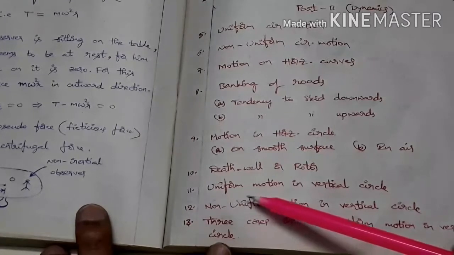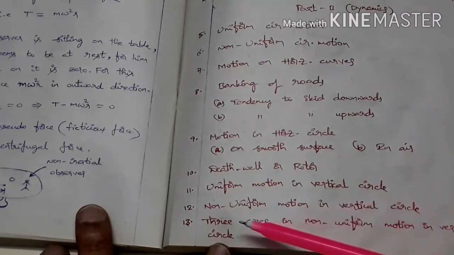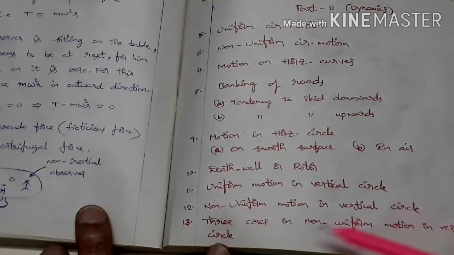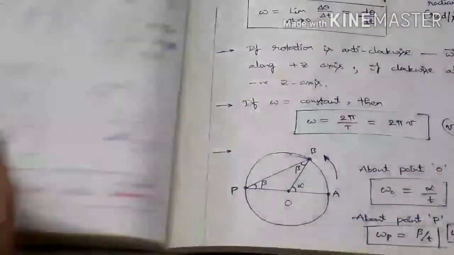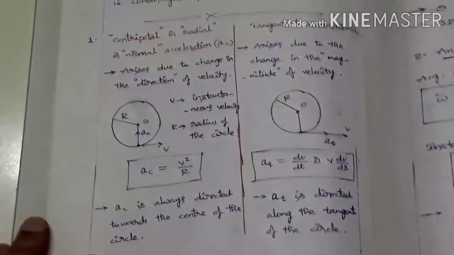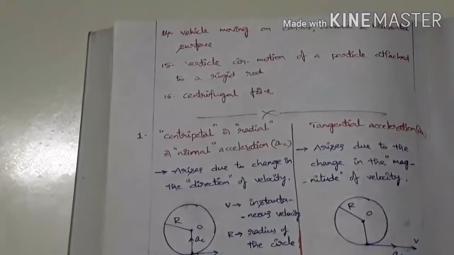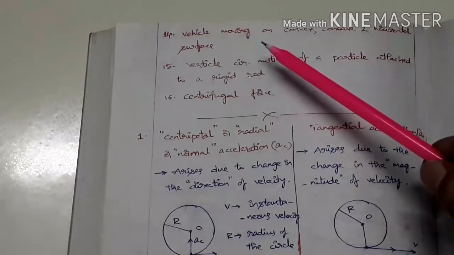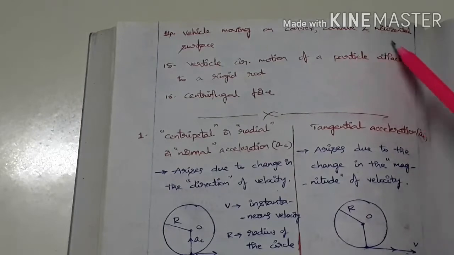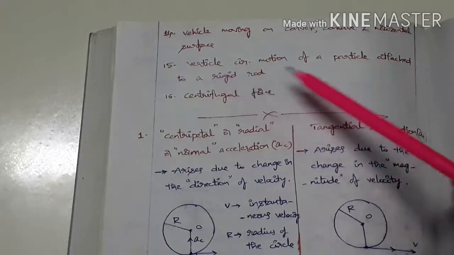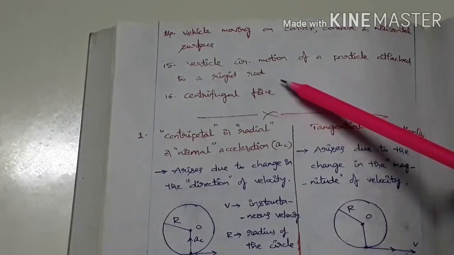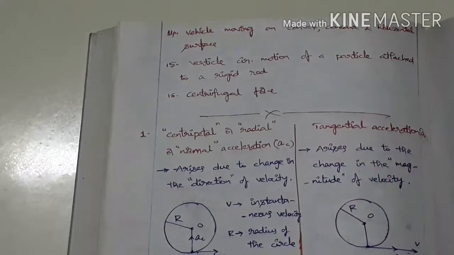Next one, uniform motion in vertical circle. Next, non-uniform motion in vertical circle. Three cases in non-uniform motion in vertical circle. Next one, vehicles moving on convex, concave and horizontal surfaces. Next, vertical circular motion of a particle attached to a rigid rod. And last one is centrifugal force.